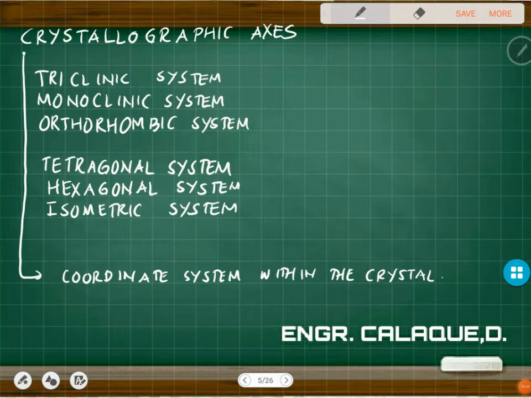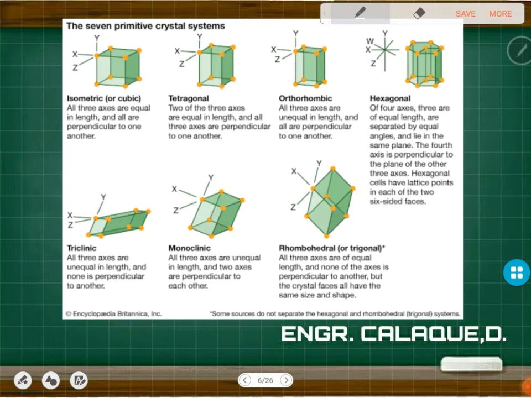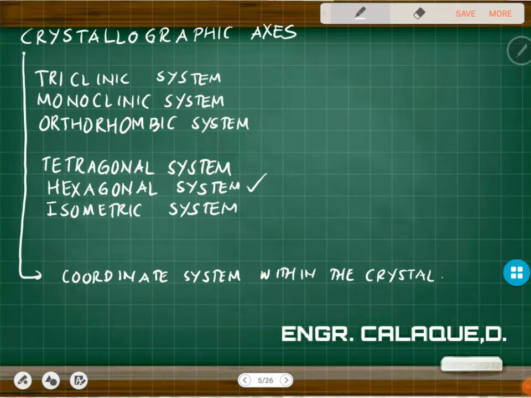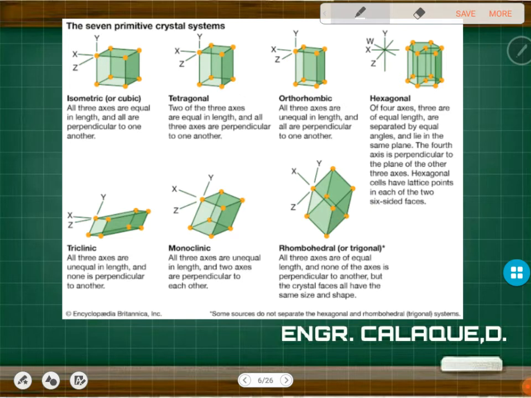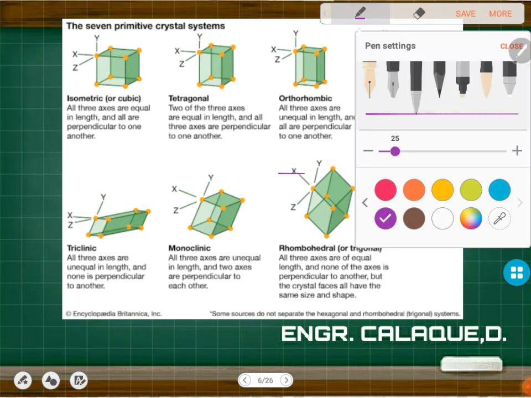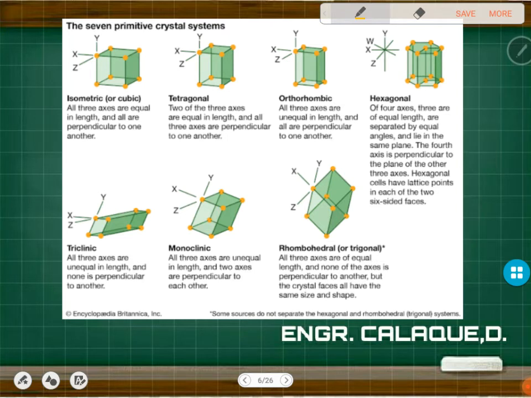However, here in the hexagonal system, other books separate it. Now we have the hexagonal and the rhombohedral, or the trigonal. Other books combine it as hexagonal, the rhombohedral and hexagonal together. So that is all hexagonal. Other books separate them. So this is what I showed. So what do these systems mean?